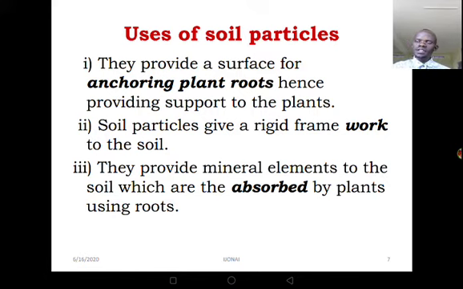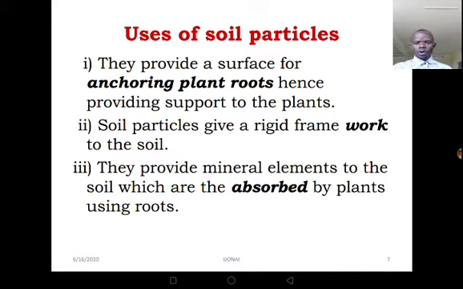Anchoring means giving support. Now, these soil particles provide support to the plants. Actually, when a plant is growing, that's where the roots are going to gain support. The second one is about giving a liquid framework to the soil itself. You know, do you realize that the soil has a liquid framework? That's why we are in a position to work on it.